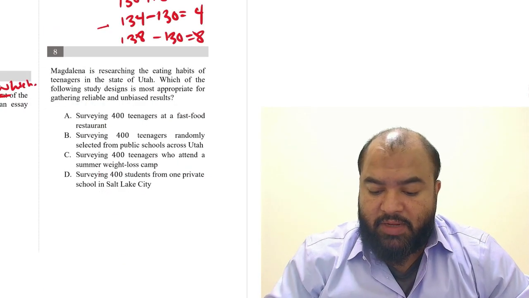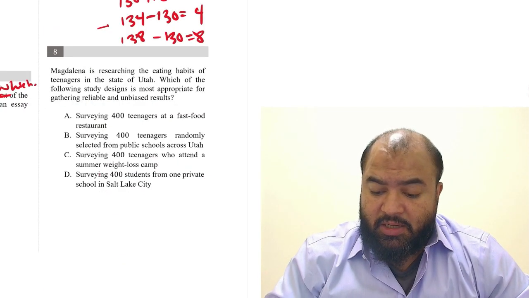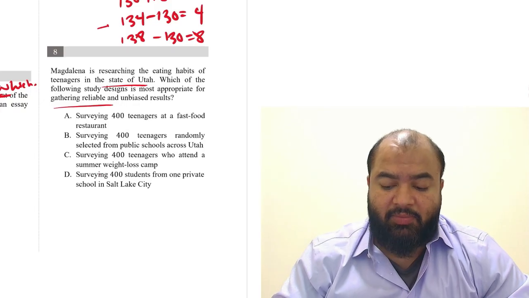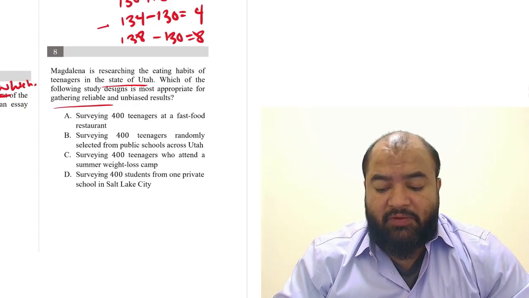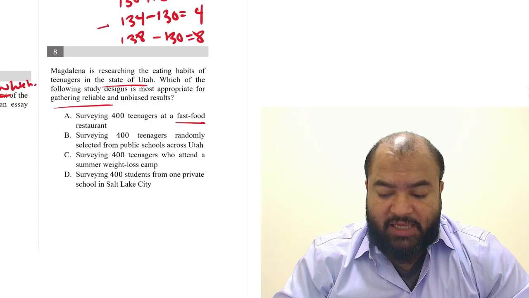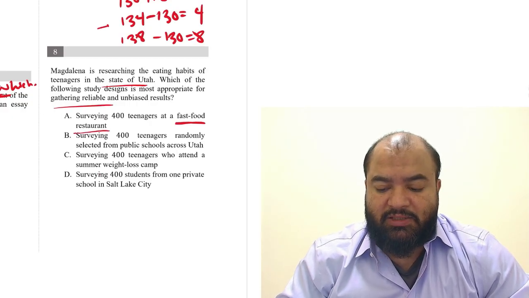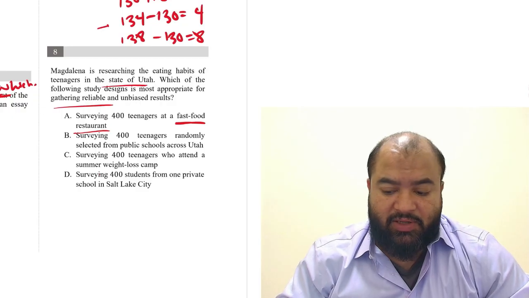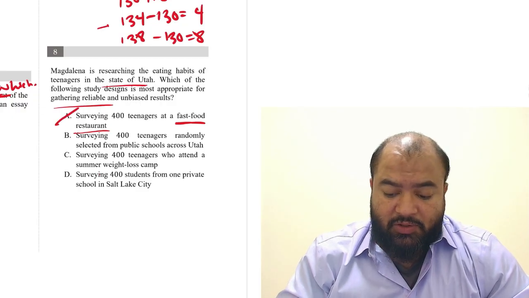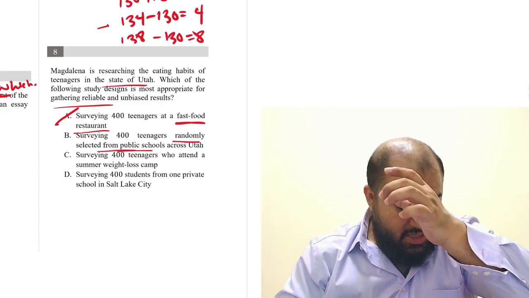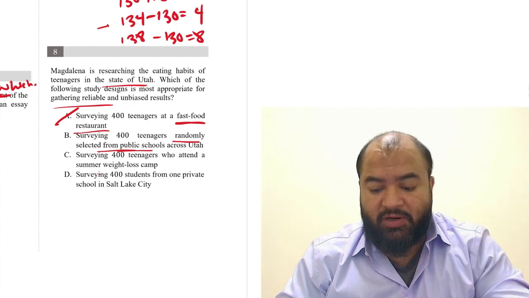Question number 8. Magdalena is researching the eating habits of teenagers in the state. Which of the following study designs is the most appropriate for gathering reliable and unbiased results? Surveying 400 teenagers at fast food restaurants: the eating habits of those teenagers could be biased because they are all in the restaurants. They probably like fast food. So not A. Surveying 400 randomly selected students from public schools across the state. Okay, randomly selected 400 could be.